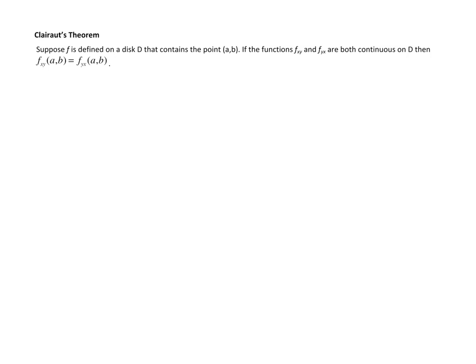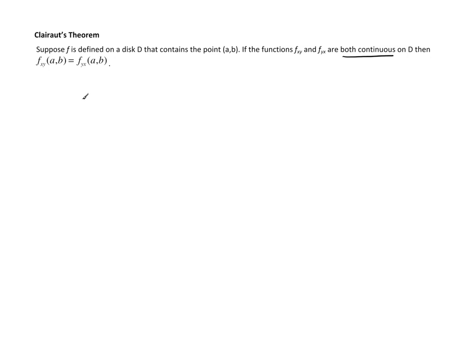Clairaut's theorem may come in handy from time to time. And this is what the theorem says. Basically, it says, suppose f is defined on a disk D that contains a point (a, b). If the partial derivatives f_xy and f_yx are both continuous on that disk D, then f_xy at (a, b) is equal to f_yx at (a, b).